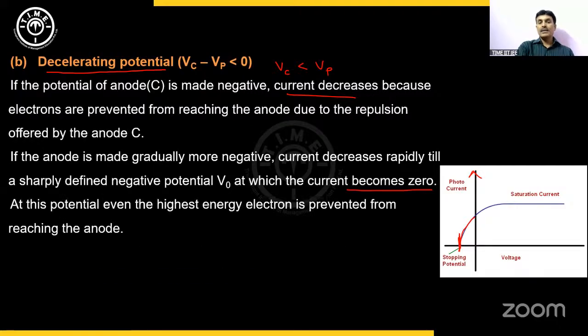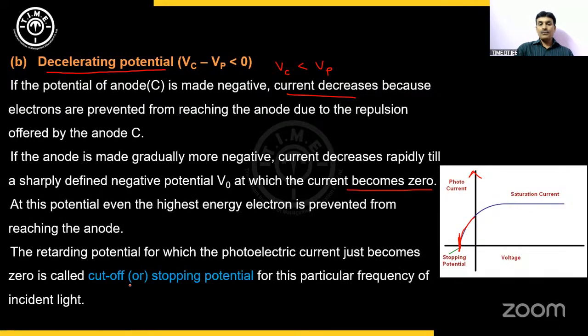So that is called cutoff voltage, cutoff potential, or stopping potential, at which even the fast moving electron is stopped. Fast moving electrons, or electrons with high kinetic energy, are also not able to reach the anode because of its high negative potential. That particular potential is called the stopping potential because it stops even the fast moving electrons.